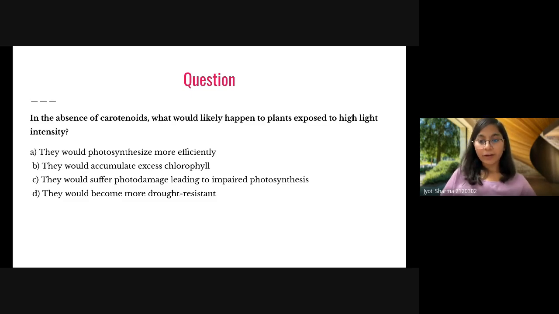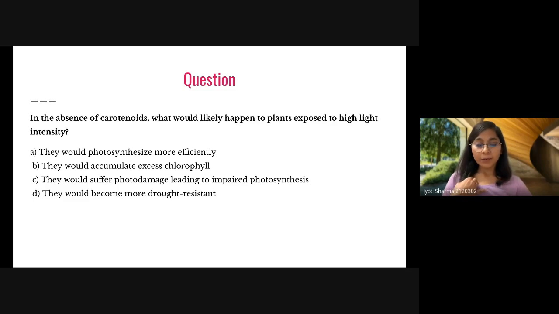So if we do not have carotenoid, we have learned the function of carotenoid. If there is no carotenoid, then what will happen if the plant is exposed to high light intensity? You people know that if there is enough ultraviolet radiation in the sunlight, then there is a genetic mutation in the human being, and there may be cancer.